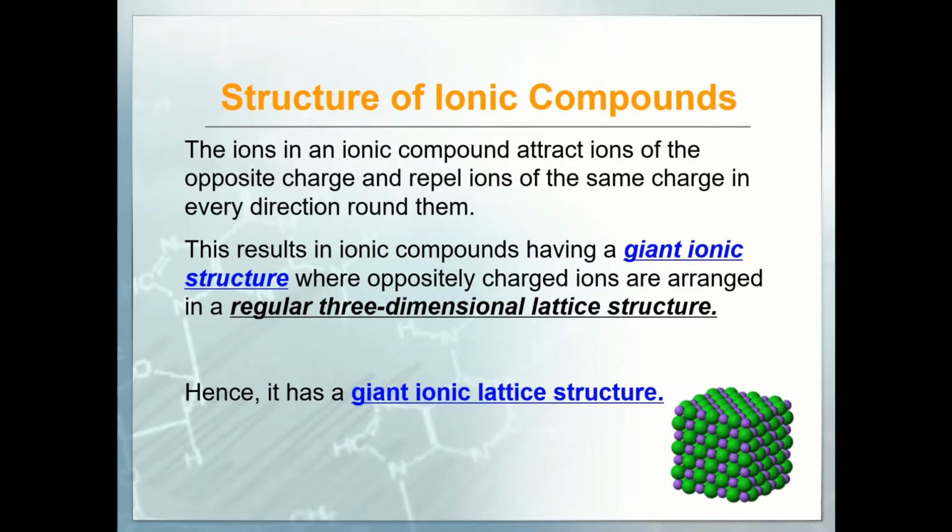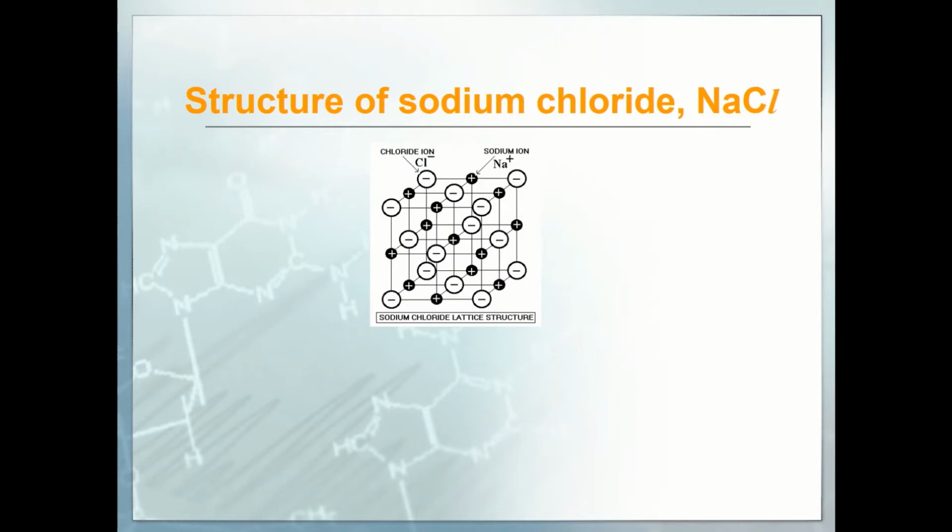You need to know how to describe the structure of an ionic compound. It is called a giant ionic lattice structure, where oppositely charged ions are arranged in a regular 3D lattice structure. If we look at the structure of sodium chloride, you can see that the negatively charged ions and the positively charged ions are arranged in a regular manner.